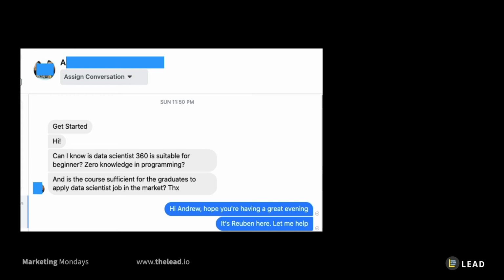"Data Scientist 360 is suitable for beginner, zero knowledge in programming, and is the course sufficient for graduates to apply data scientist job in the market." So we're going to notice the exact text and the exact sentence this prospect uses when he inquired: "data scientist job in the market." Now we can take that exact sentence, "data scientist job in the market," and use it for our ads, use it for our landing page, so that when a typical prospect sees our ads or landing page, he or she immediately feels, wow, this is something that connects to me very well, and it feels like somebody talking with the same language that I'm conversing in. Does that make sense?